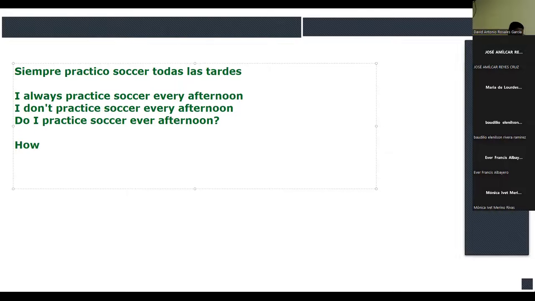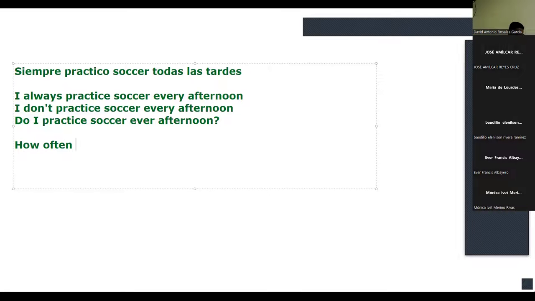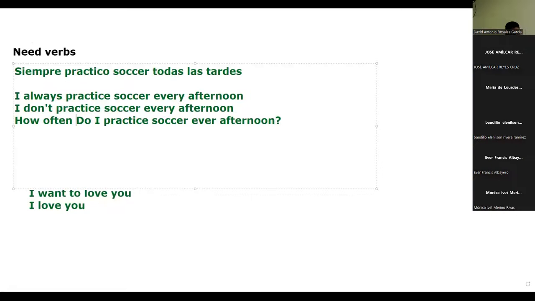Okay. And for this topic, how often? Para hacer una pregunta abierta con how often, voy a ocupar ese how often antes de una pregunta cerrada, de una yes, no question. Miren qué fácil. Solo agrego el how often antes del do. So how often do I practice soccer? Ahora, ¿qué les parece raro? Eso parece raro, ¿no? El tener el every afternoon.